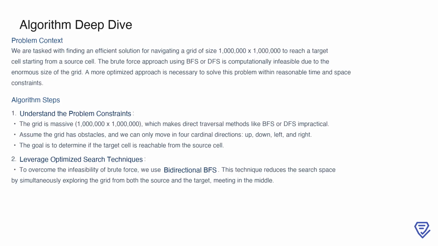One such approach is bidirectional BFS, which significantly reduces the area we need to explore by starting the search simultaneously from both the source and the target, with the two searches meeting in the middle. This is a powerful strategy to handle the challenges posed by the massive grid size and the presence of obstacles, while adhering to the constraints of moving only in the four cardinal directions: up, down, left, and right.